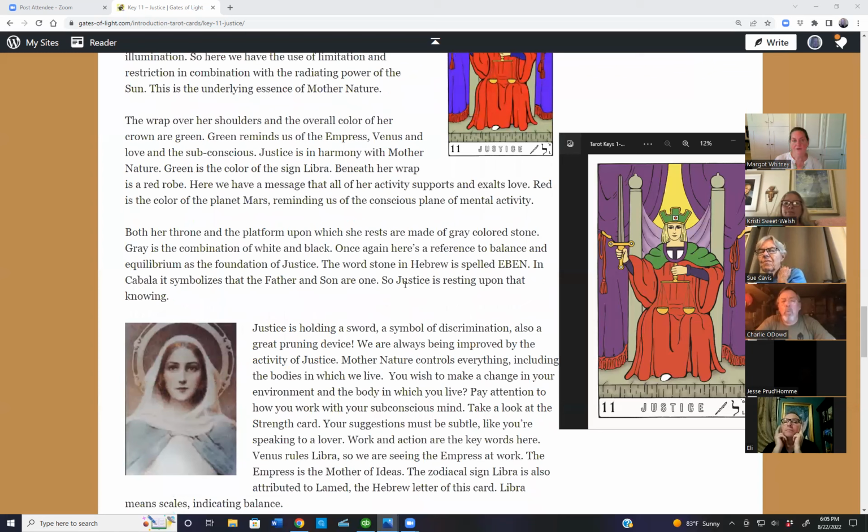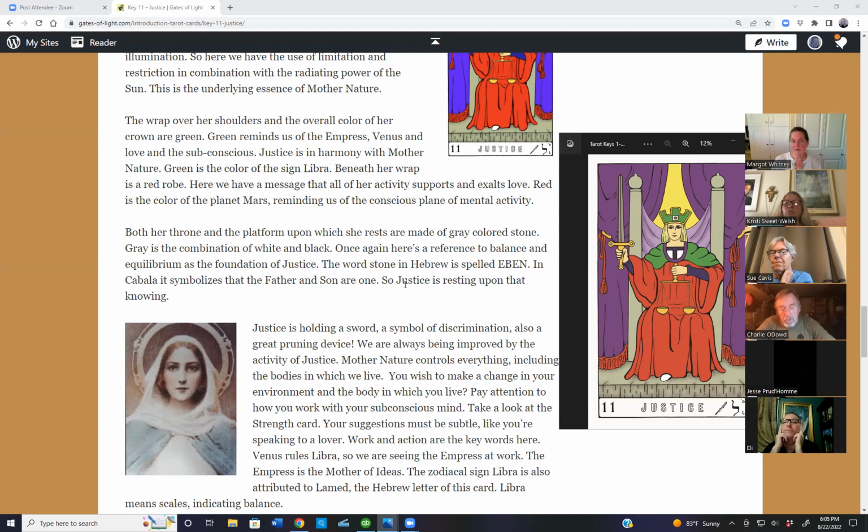The wrap over her shoulders and the overall color of her crown are green. Green reminds us of the Empress, Venus, and love and the subconscious. Justice is in harmony with Mother Nature. Green is the color of the sun Libra. Beneath her wrap is a red robe. Here we have a message that all of her activity supports and exalts love.